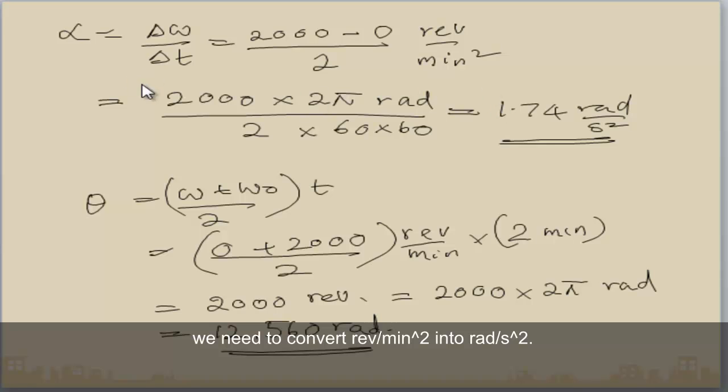To do that, we need to first convert revolutions into radians. That can be done by multiplying revolutions by 2 pi. So this becomes radians. Then we have minute squared. To convert minute squared into second squared, we need to divide that by 60 times 60. So the answer is 1.74 radians per second squared.